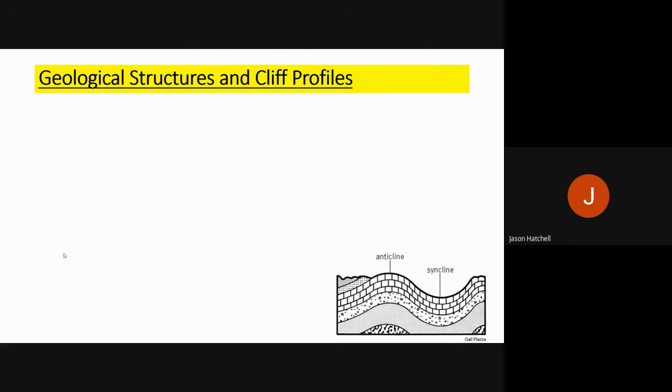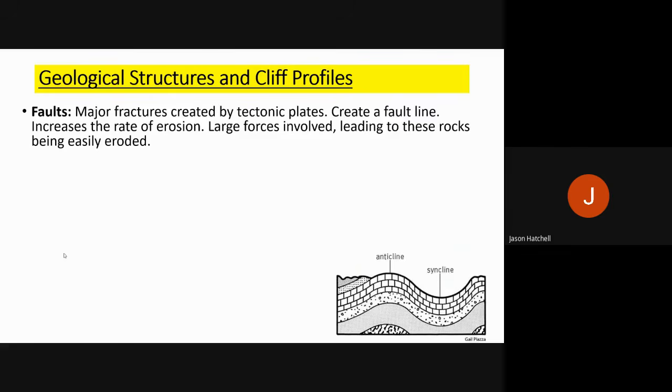We've also got to consider the actual structures of the rock and cliff profiles themselves. So, in rocks, we get what's called faults. Now, faults are like major fractures created by tectonic plates. They create a fault line. They increase the rate of erosion, and this leads to rocks easily being eroded over time.